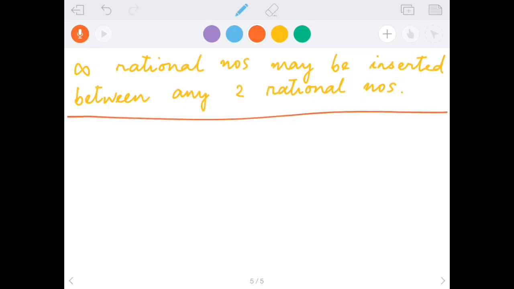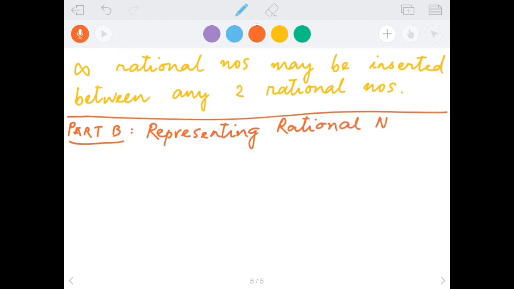Now that you've understood this, let's move to the second part of the problem. The second part of the chapter talks about how we could represent a given rational number on a number line. We also have understood so far that rational numbers are real numbers, which means these are numbers that can be represented on a number line. So let us take a simple example, as I just put that heading out for you there.